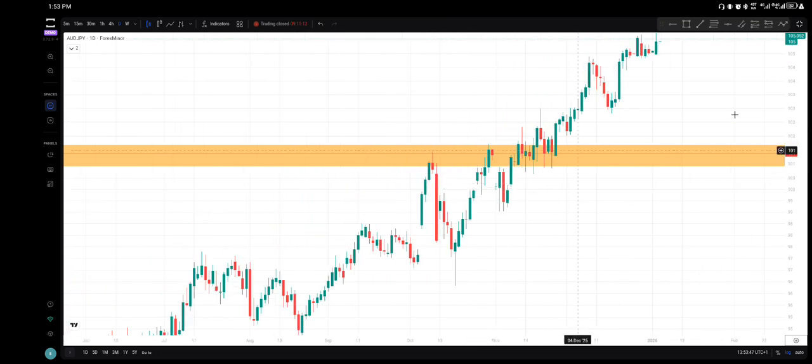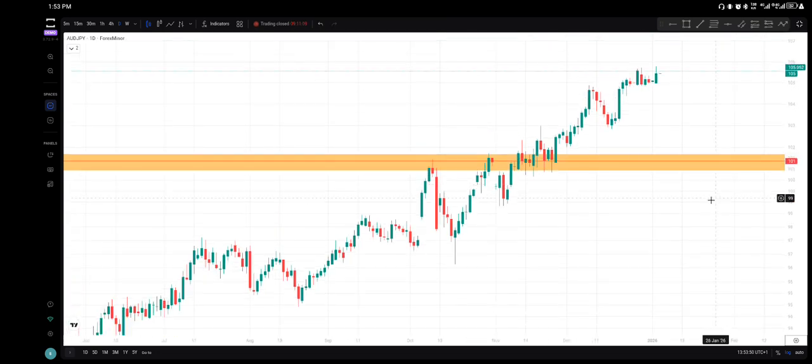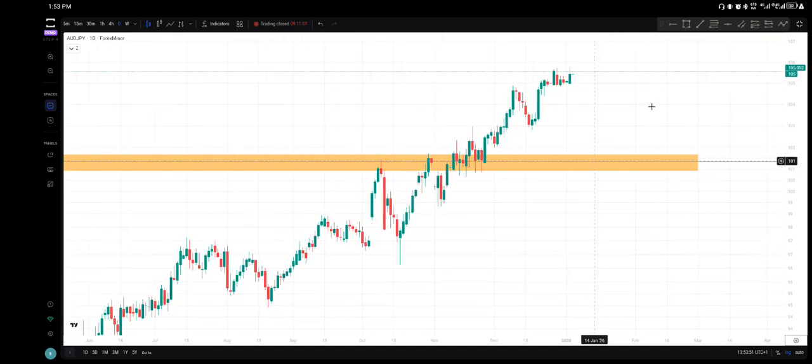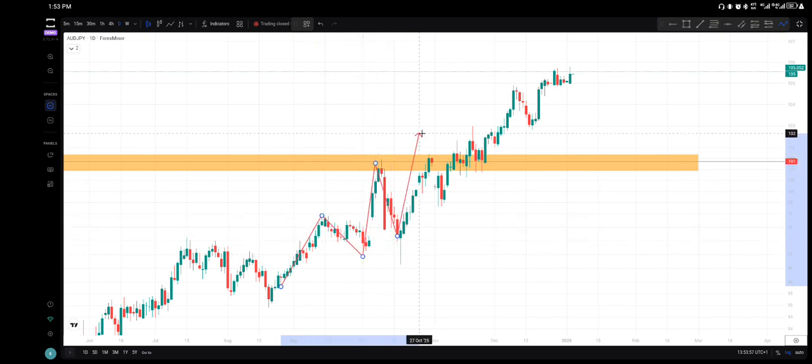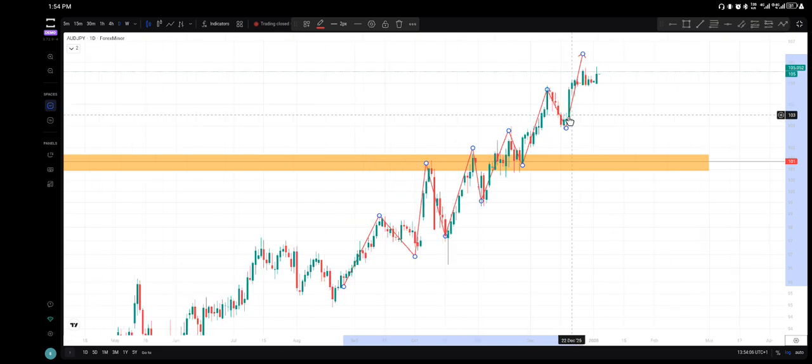Remember, whenever we are seeing a bullish structure, we are expecting higher highs and higher lows. Understand? Higher highs and higher lows, and that's what this pair has been doing. You can see higher high, higher low, higher high, higher low, and so on, up to a higher high. So that's what I was expecting on this pair.